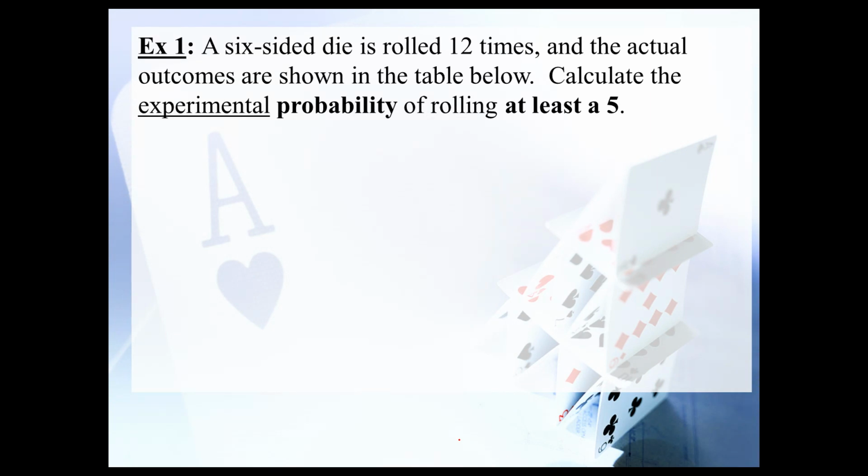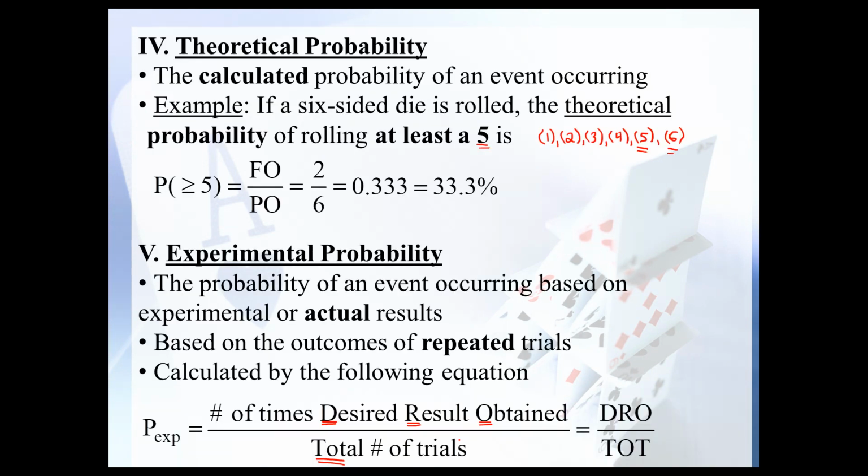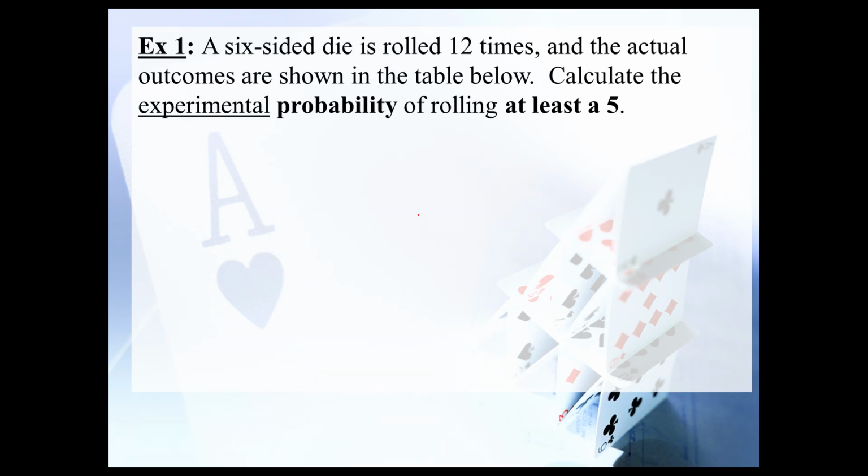A six-sided die is rolled 12 times, and the actual outcomes are shown in the table below. It says calculate the experimental probability of rolling at least a 5. Now I just want to point out again, theoretically, we just did this calculation. We said the theoretical probability of obtaining at least a 5 should be 33.3%. In theory, that's what I should get. Now, I actually did this. I took a 6-sided die, I rolled it 12 times, and I recorded all the different results I got. And this is what I obtained.